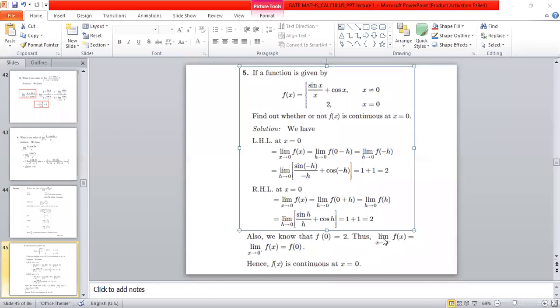Means what? Limit x tends to 0 minus f of x is the same as limit x tends to 0 plus f of x, which is equal to f of 0. Means what? The function is continuous. If this happens, then we can say the function is continuous at x is 0. Any doubt?